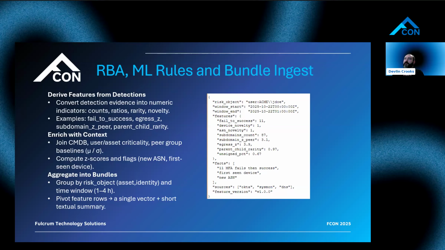So we want to convert detection evidence into numeric indicators. We want to make sure that we enrich the context, and we want to aggregate this in a bundle, but we want to make sure we strip out the risk score itself. We don't want the anomalous detection to be tainted and say, oh, I can already see the risk score, so I'm just going to inherit yours. We don't want to self-reinforce. We want to find gaps that our risk-based alerting isn't finding already.